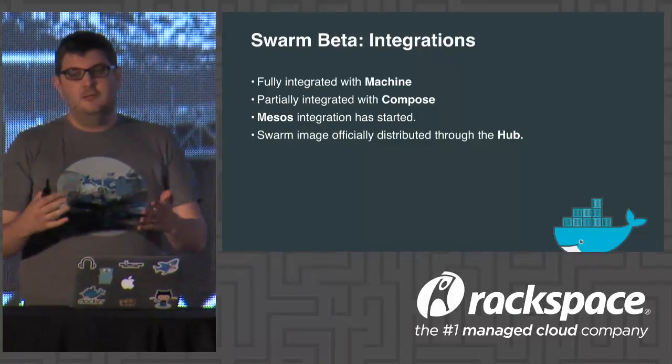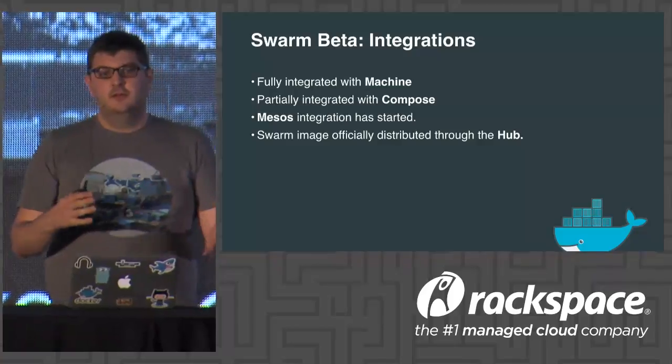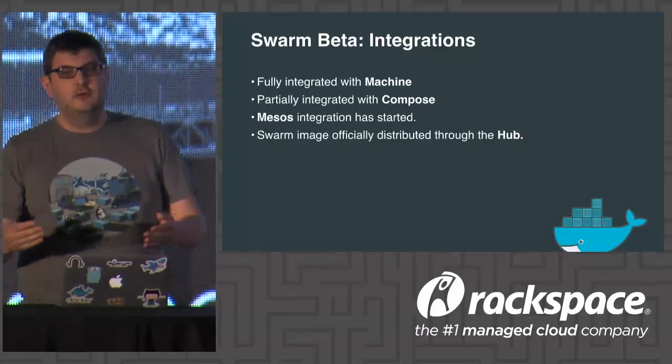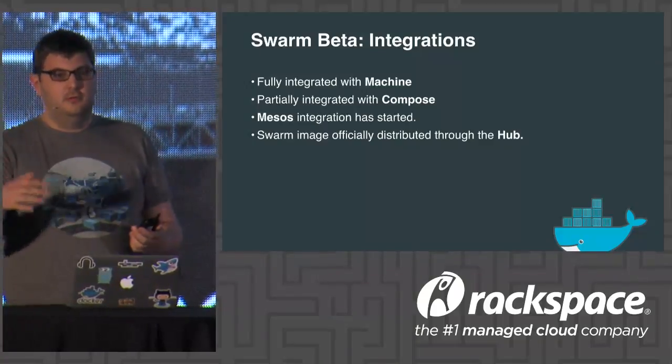For the integrations, we are fully integrated with Machine, as Ivan showed you. When you start a machine with Docker Machine, it's already inside a Swarm cluster. We are partially integrated with Compose, which Ivan will show you in a minute. Also, we're integrating with Mesos. As I said, Swarm comes with a default built-in scheduler to schedule containers on clusters of 100 or 200 nodes. But if you want to schedule containers at higher scale, Swarm will be integrated on Mesos, so you will be able to use Docker Swarm on your Mesos cluster.